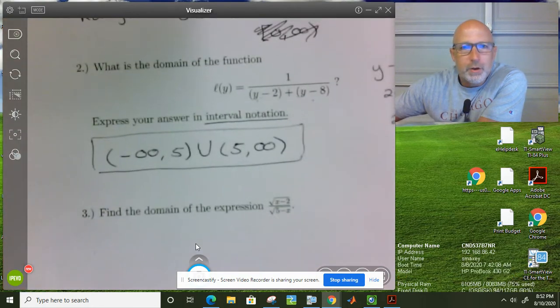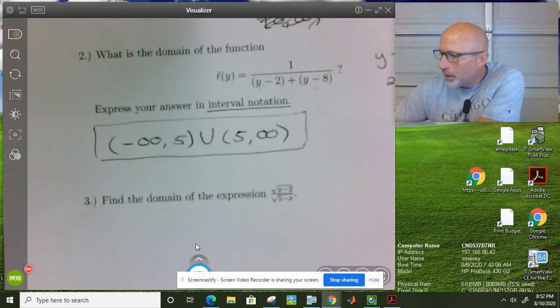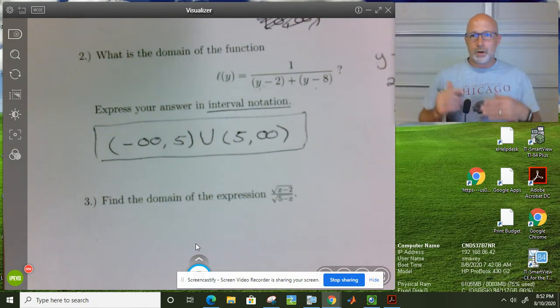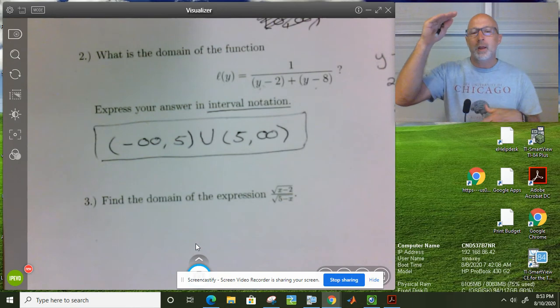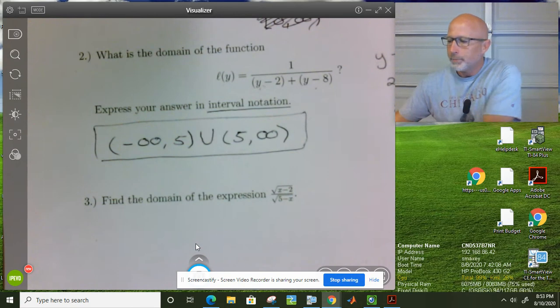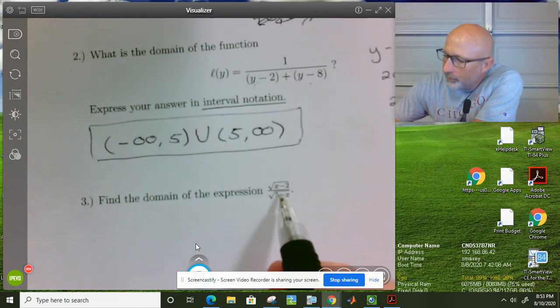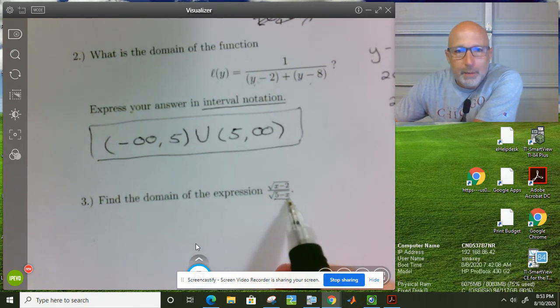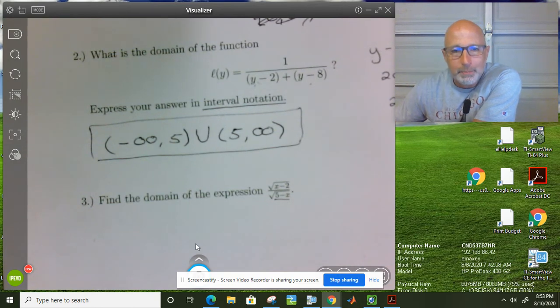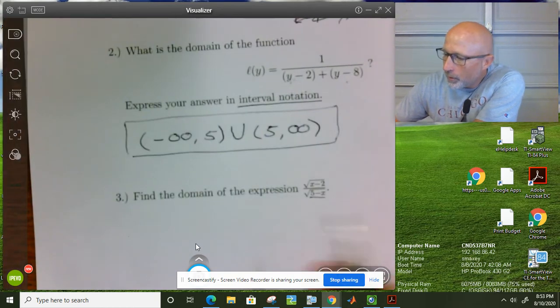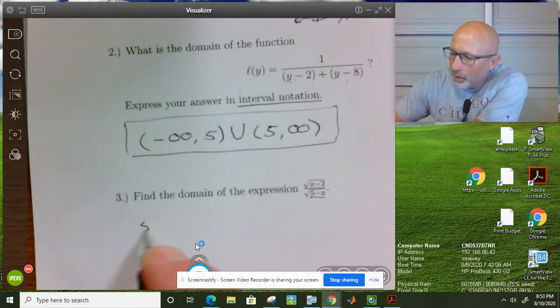Okay, so find the domain of the expression, the square root of x minus 2, over the square root of 5 minus x. So we have two different things going on here. You have a square root in the numerator, and you have a square root in the denominator. So what do we know? I know that this thing right here cannot be negative, because you can't take the square root of a negative number, but it also can't be 0. So in other words, 5 minus x has to be greater than 0.